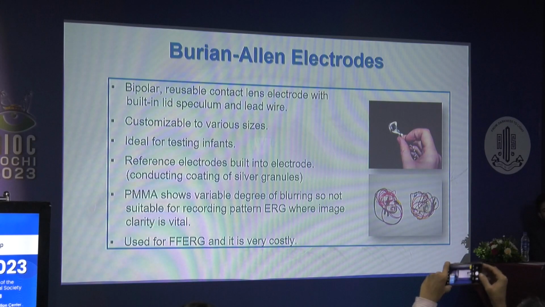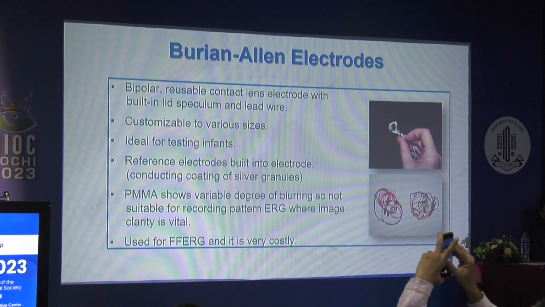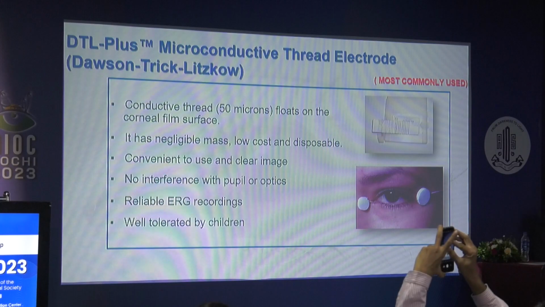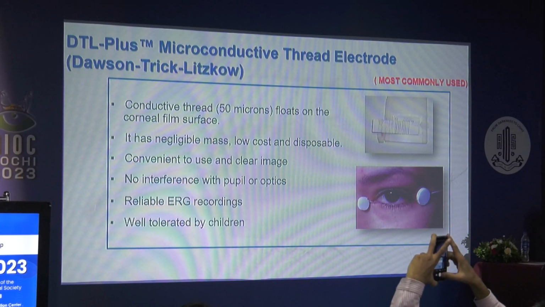The PMA shows variable degree of blurring, so they are not suitable when we are recording ERG where the image clarity is vital. It is usually used for full-field ERG, but remember these electrodes are very costly. The DTL plus microconductive thread electrodes are those electrodes that are used most commonly.